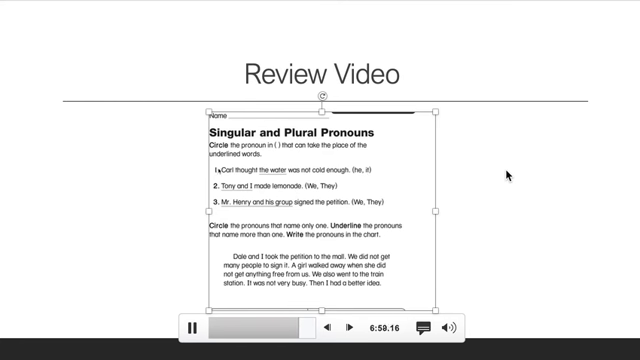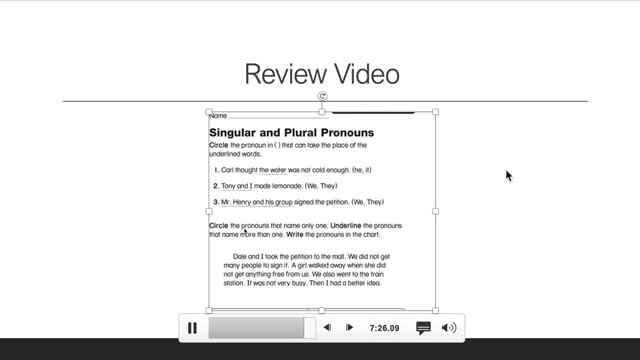Let's try them out. Carl thought he was not cold enough. That changes the whole meaning of the sentence. Let's try the other word. Carl thought it was not cold enough. It is the better choice of a pronoun that can replace the underlined words. So, you're going to do that with number 2 and 3 also.